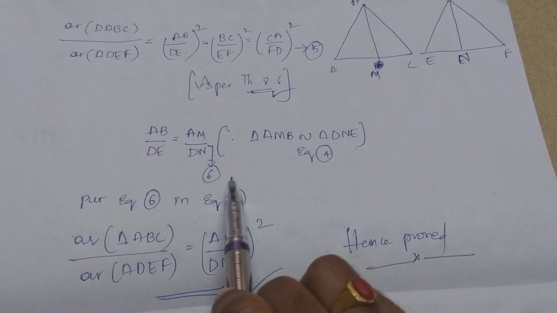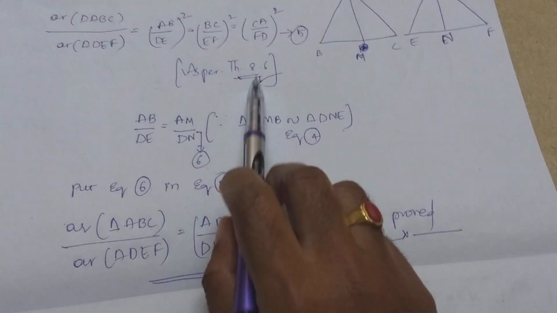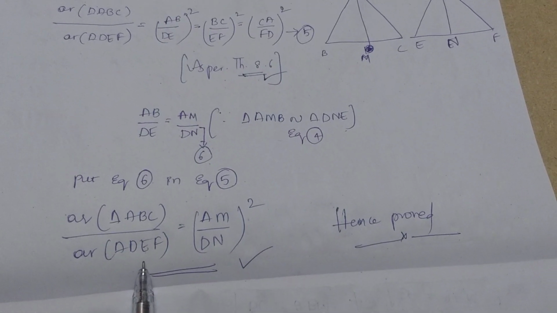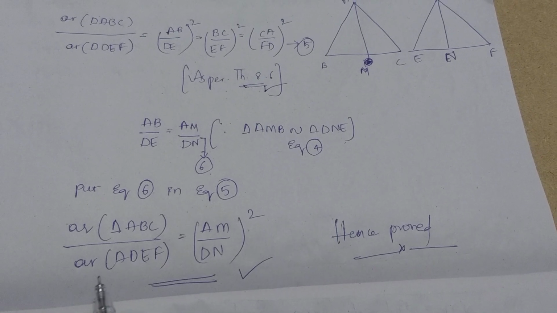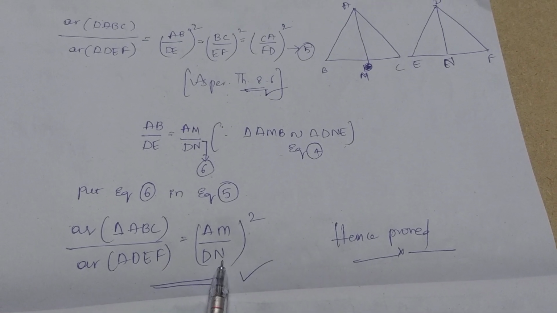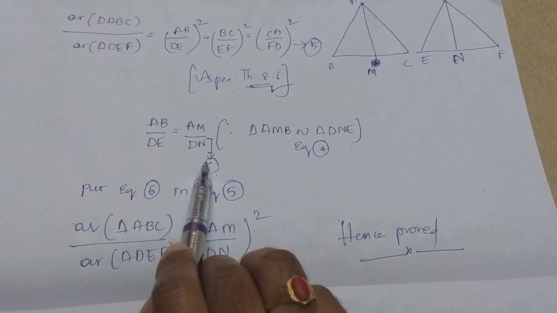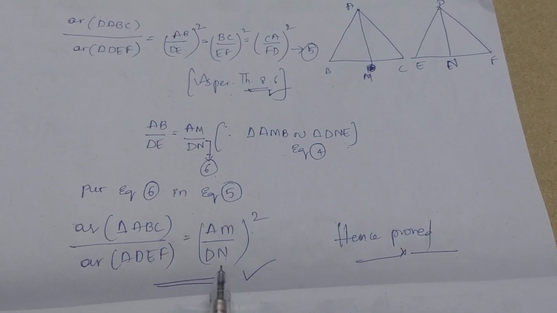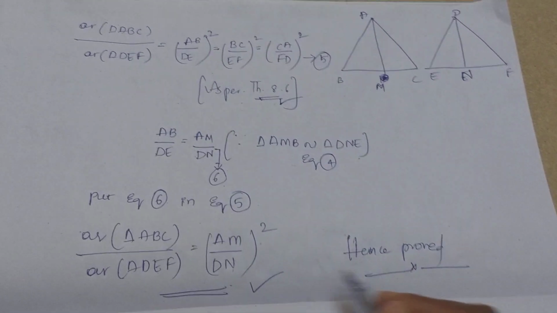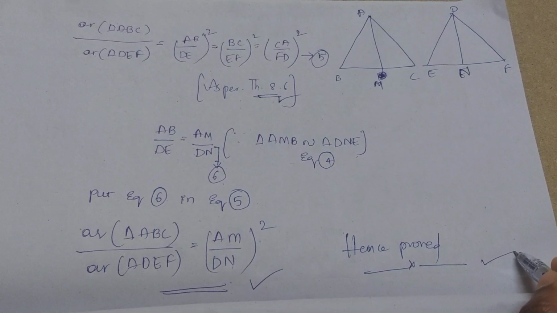So next step, what will I do? Substitute equation 6 in equation 5. So what does it become? It becomes area of triangle ABC by area of triangle DEF equals, in the place of AB by DE I am substituting AM by DN. Therefore AM by DN whole square. This is what they asked us to prove. Hence it is proved. So this is the solution.